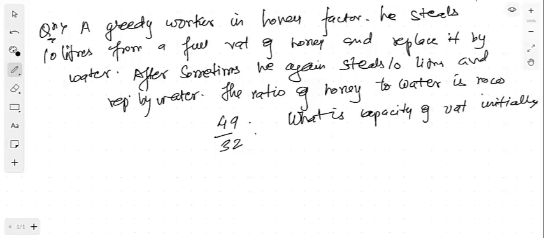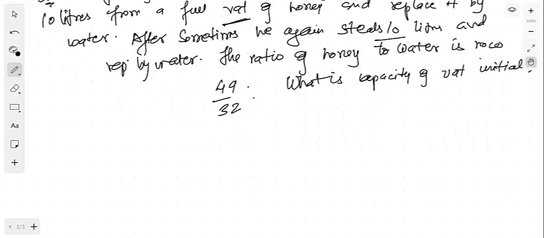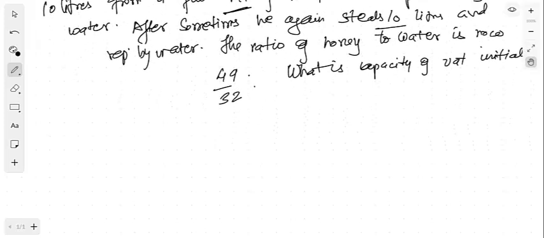The vat is nothing but initially a bucket, you can say, where honey is filled. Then he has taken out 10 liters from a full vat of honey and replaced it by water. Then he again took out 10 liters and replaced it by water, and after doing all these things, the final ratio of honey to water in that vat is 49 to 32. Then you have to find the initial capacity of the vat. Very easy, you can use the formula directly.